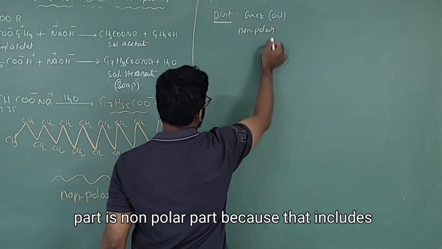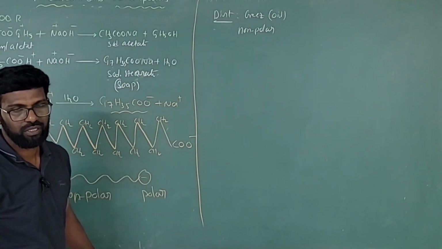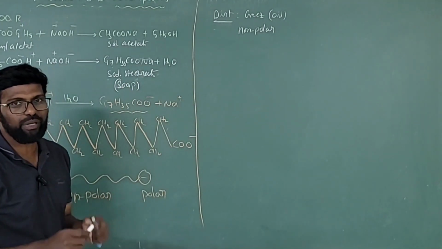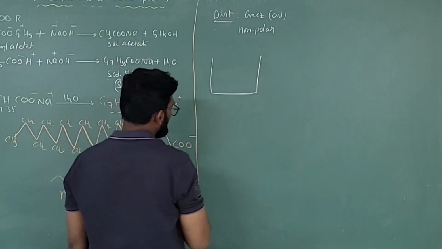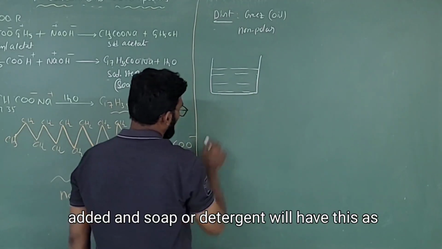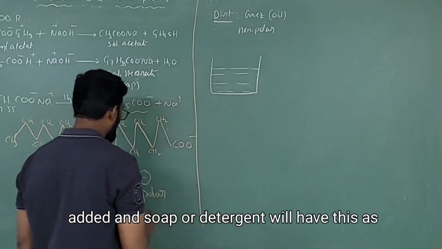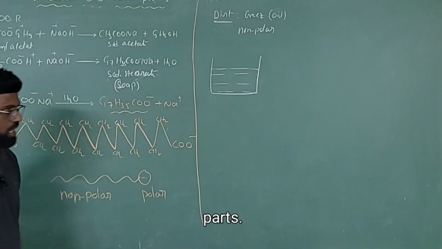Greasy part is non-polar part because that includes many hydrocarbons. Generally, non-polar part combines with non-polar. So let's take an example. Let's take a vessel in which some soap or detergent is added, and soap or detergent will have this stearate ions, that is polar and non-polar parts.